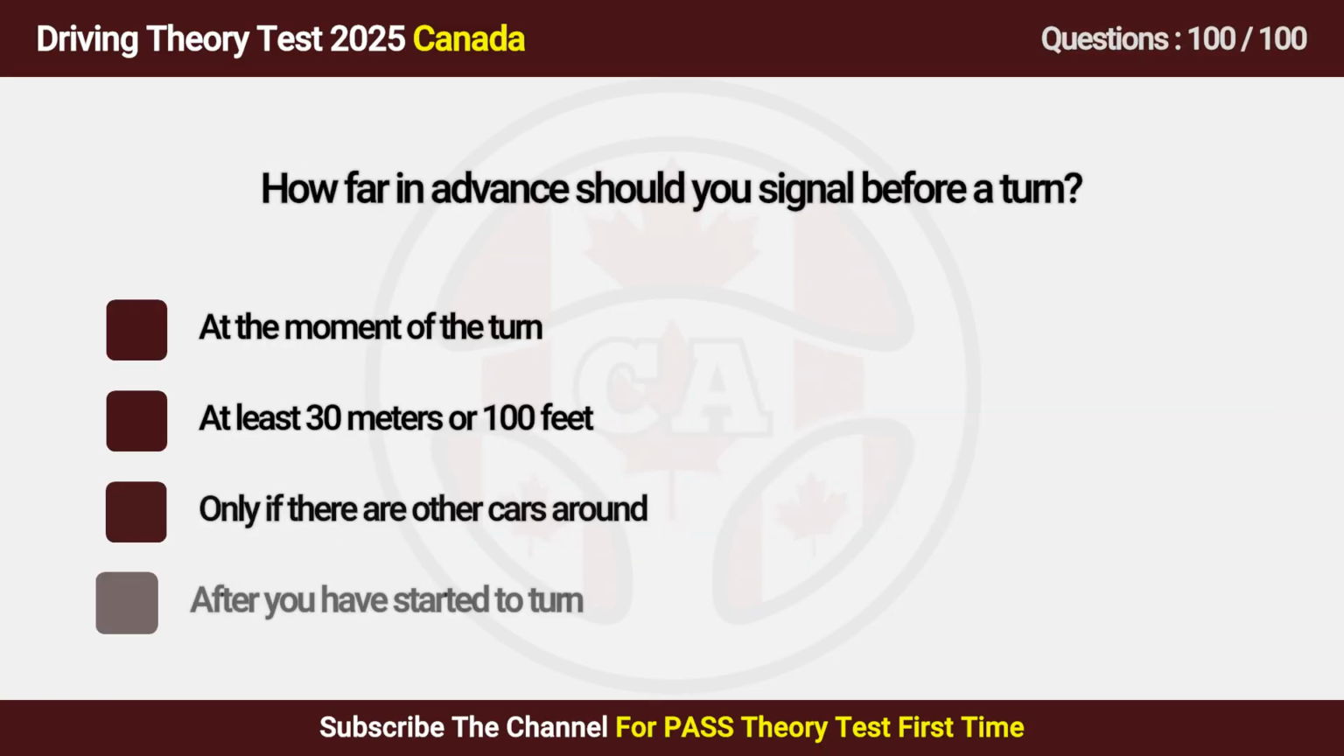Question 100. How far in advance should you signal before a turn? A. At the moment of the turn. B. At least 30 meters or 100 feet. C. Only if there are other cars around. D. After you have started to turn.